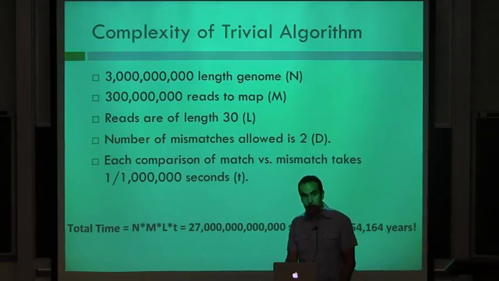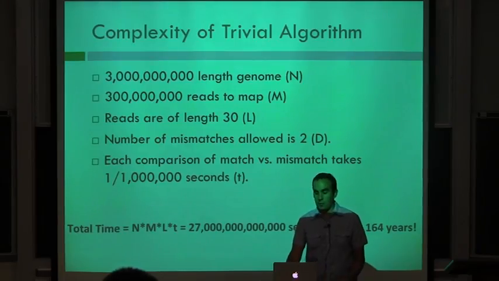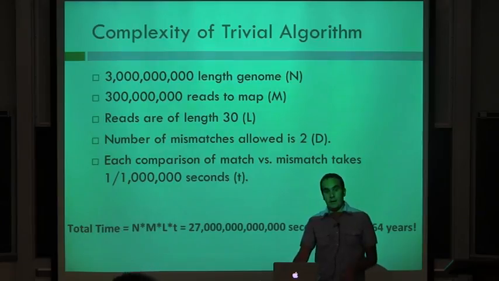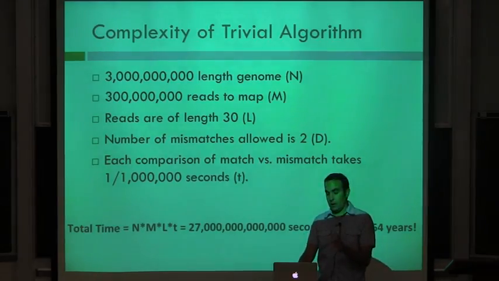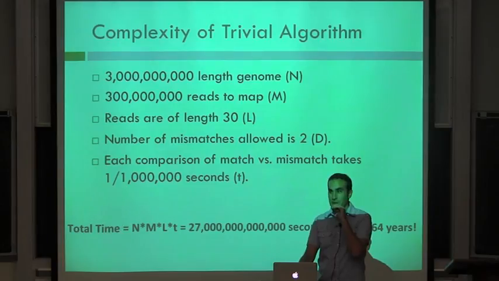So any ideas on how to speed this up? Yeah? You don't have to make all those comparisons once it's already hit. Okay, so once you've hit something, then on average you'll hit it in half the time, right? So that'll cut off 400,000 years. So now you're only at like 425,000 years. So any other ideas?